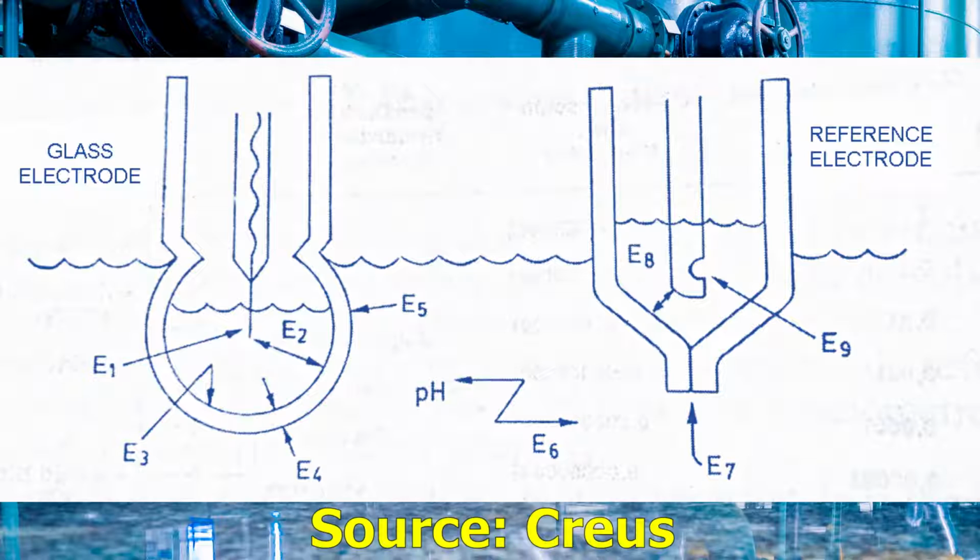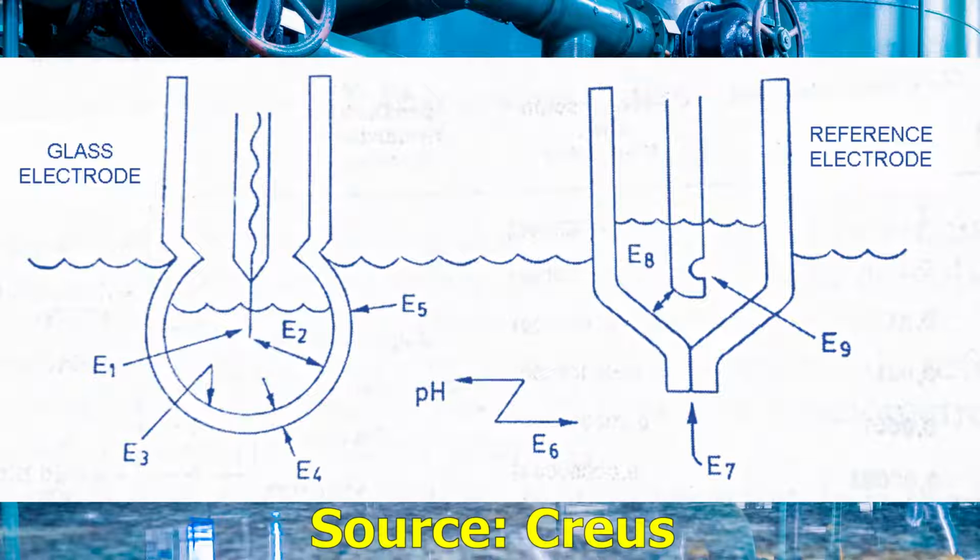E4, potential drop across the membrane that remains constant for short periods as long as the glass membrane does not suffer alterations of chemical or mechanical origin. If this potential drifts, it is calibrated with a buffer solution of known pH. E5, potential between the outer surface of the glass membrane and the tested solution that varies with the concentration of hydrogen ions, the pH of the tested solution.